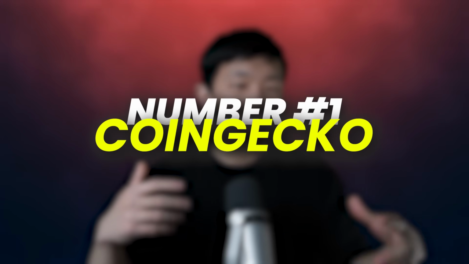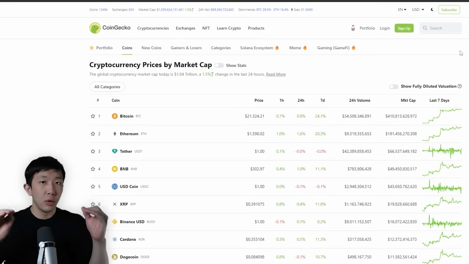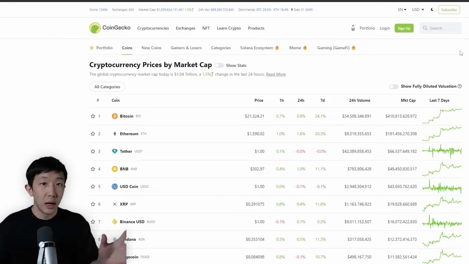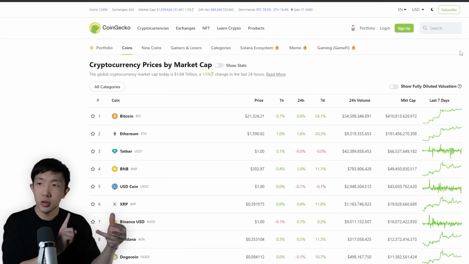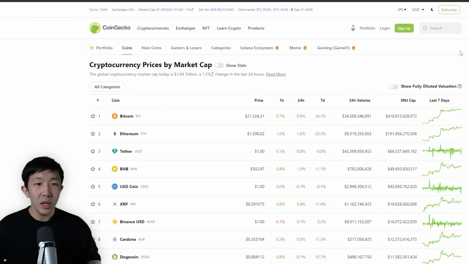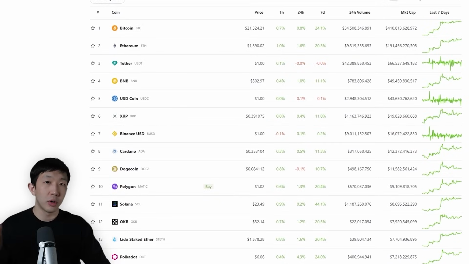To start, the first and probably most commonly used tool is CoinGecko. This is a very popular type of cryptocurrency tracker tool for all the altcoins out there. You don't necessarily have to use CoinGecko. There are similar ones like CoinMarketCap, Live Coin Watch, Nomics. These all do the same thing. Essentially, this is a list of all the available cryptocurrencies out there.